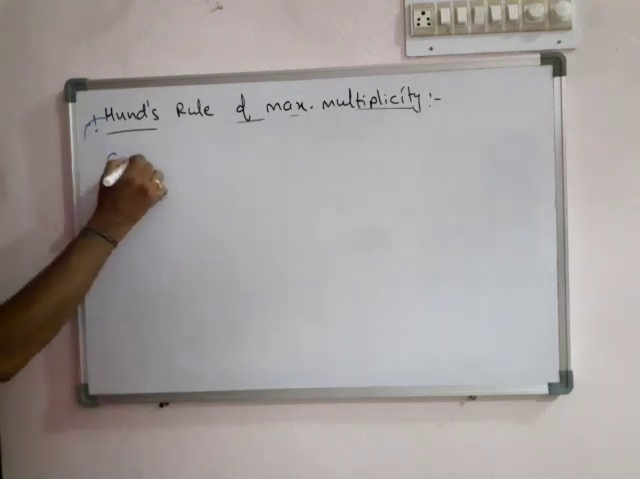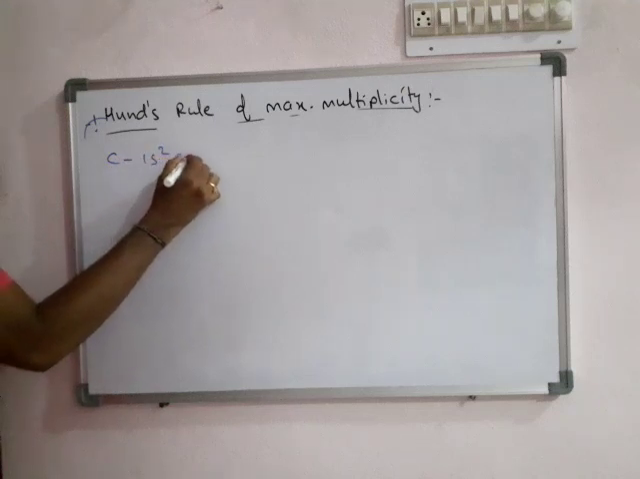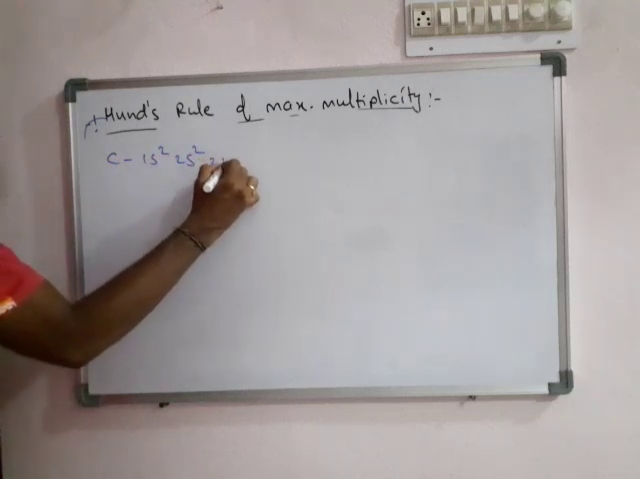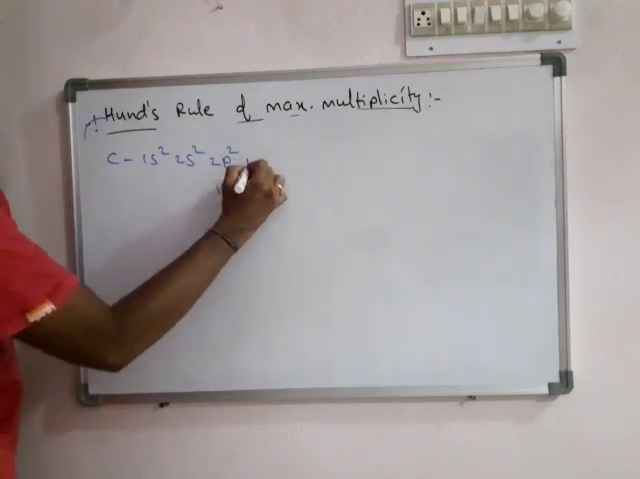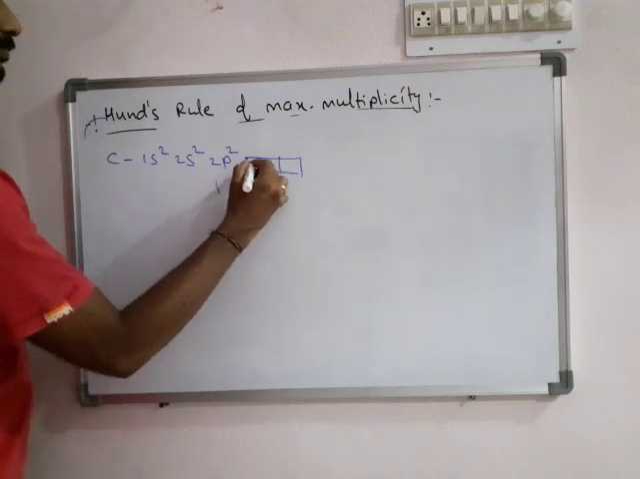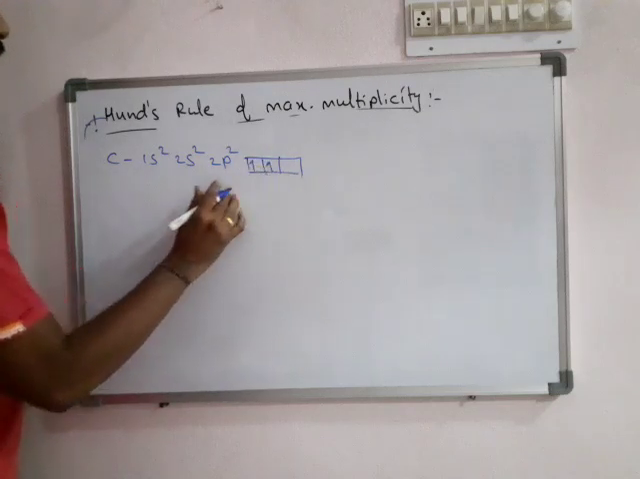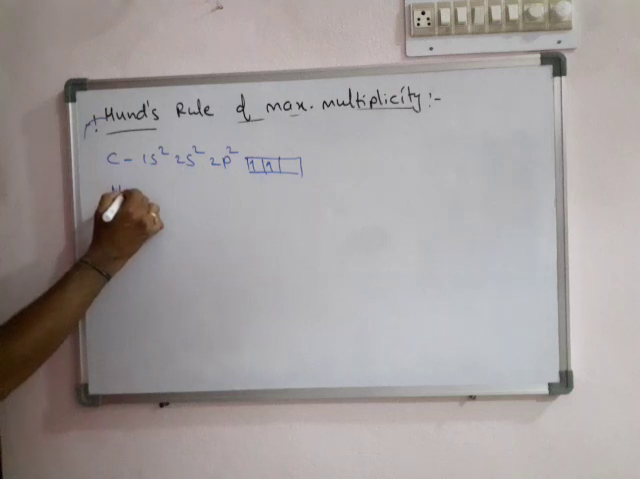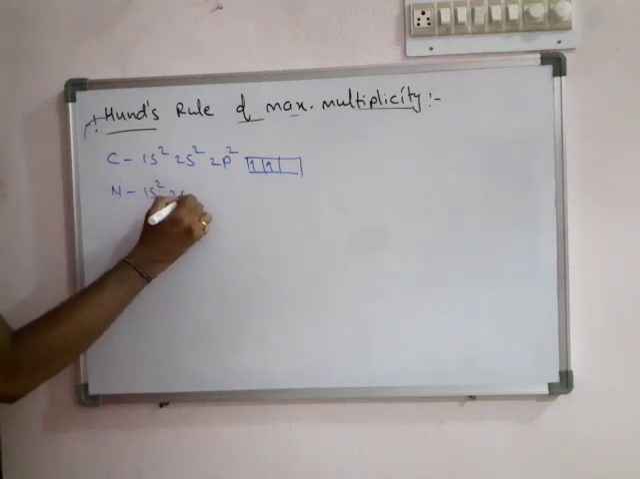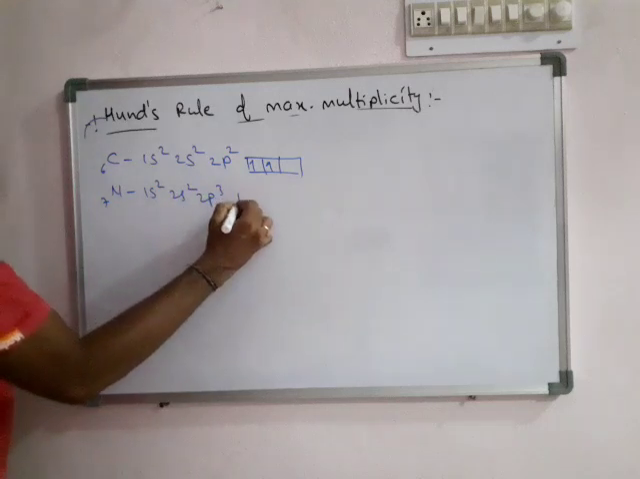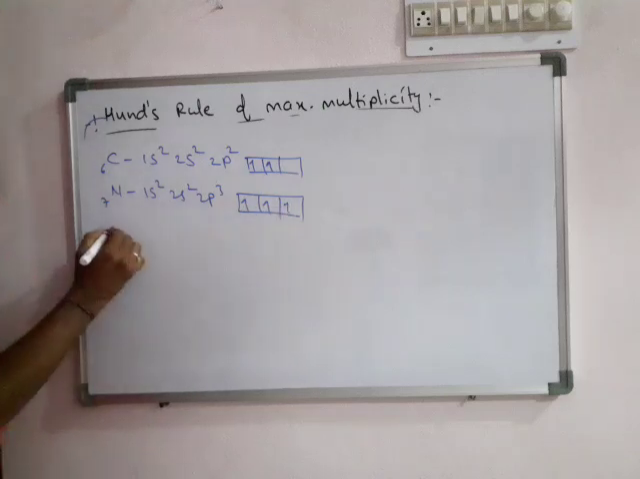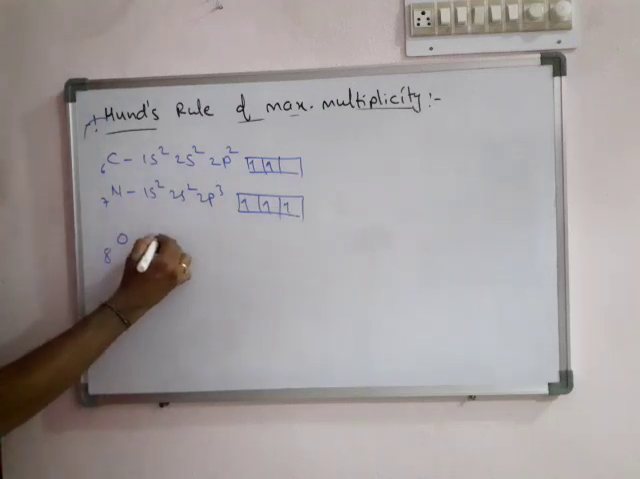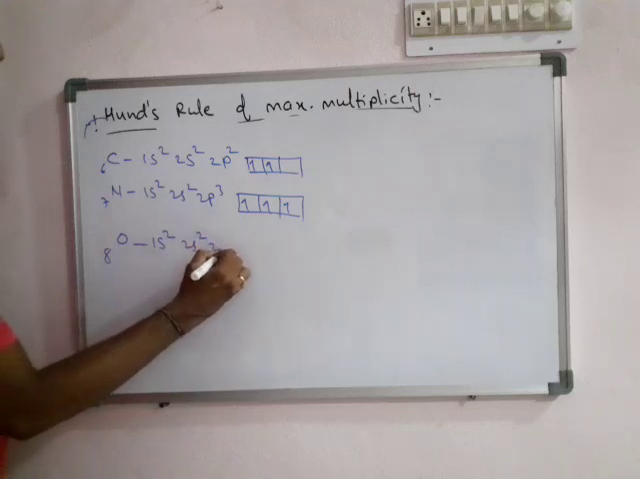What is the configuration of carbon? 1s2, 2s2, 2p2. So 2p2 means how we can distribute the electrons: 1, 2. Then nitrogen: 1s2, 2s2, 2p3. So how do we distribute the 3? 1, 2, 3. Then what about oxygen? We write 1s2, 2s2, 2p4.